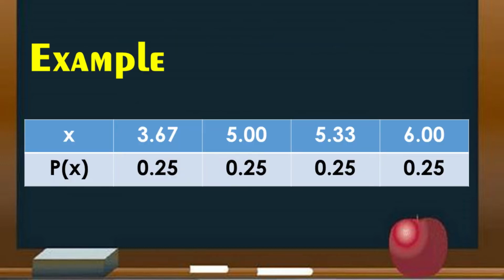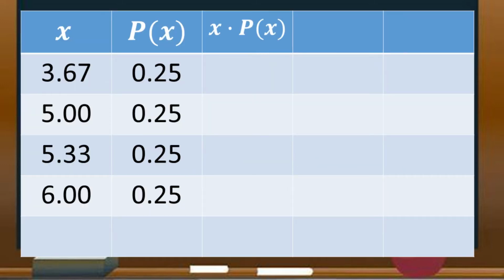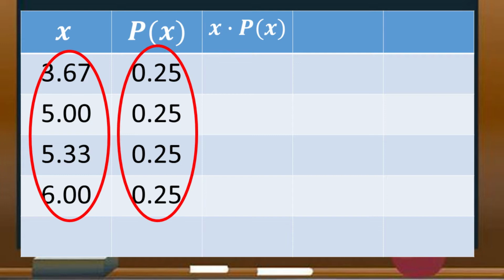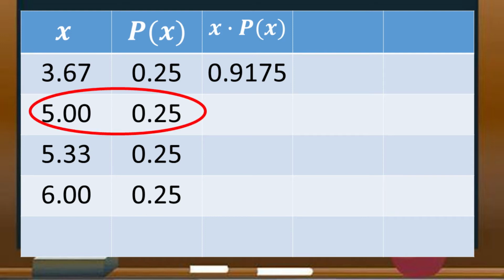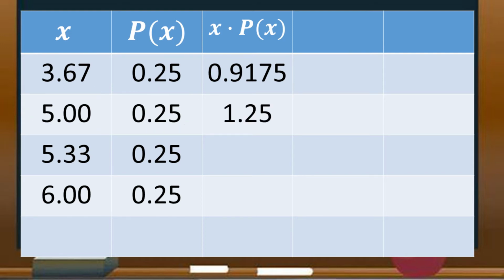Now let's take a look at the given example. First, we write the table in vertical form. In the third column, we have x times p of x. This means we are going to multiply the x values in the first column with the probability of x from the second column. So we have 3.67 times 0.25 is equal to 0.9175. 5 times 0.25 is equal to 1.25.